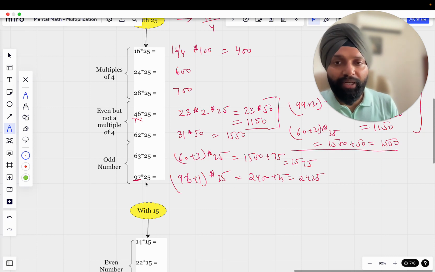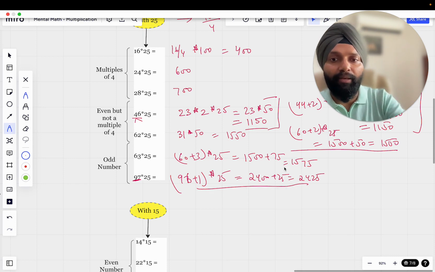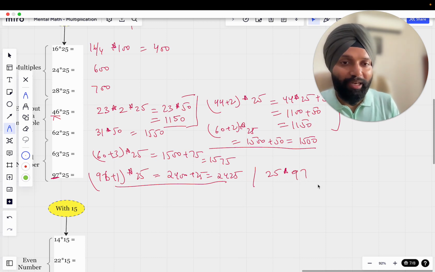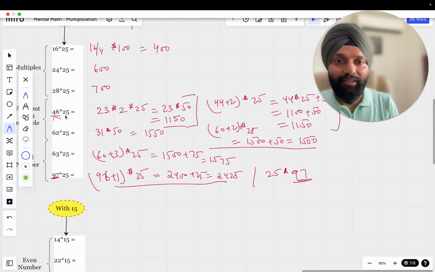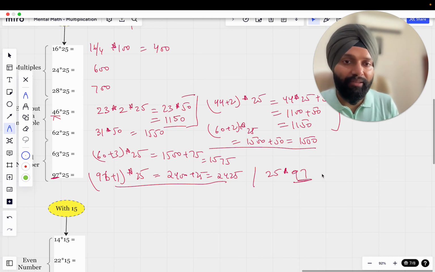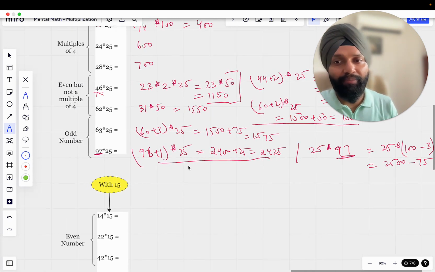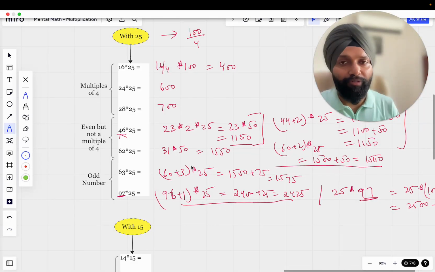Now since this number is very close to 100, I could have also done this multiplication as, let me write it down. I could have thought of this as, so first I'll flip it. Okay, so I generally just manipulate the second number here. Since I'm going to manipulate 97 here, I'll flip it and I'll think in this term. So this will be 25 into 100 minus 3, so which becomes 2500 minus 75, which is 2425. Okay, so this is the way we can look at multiplication with 25.